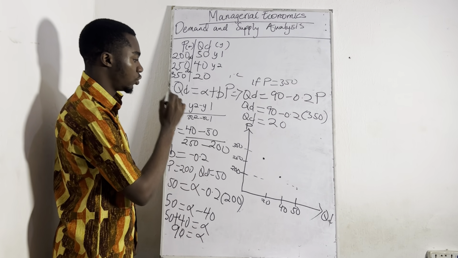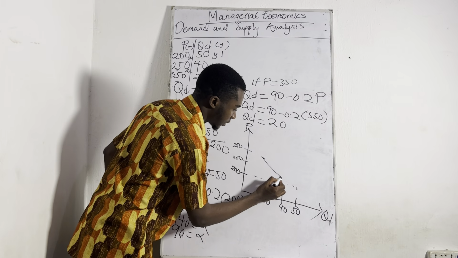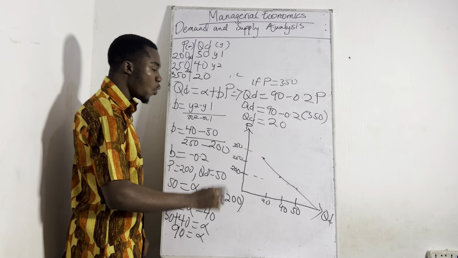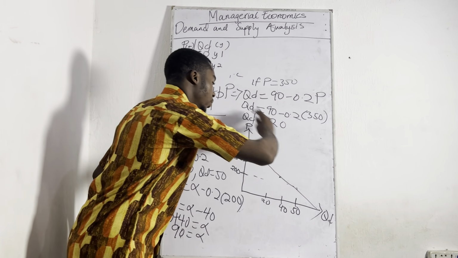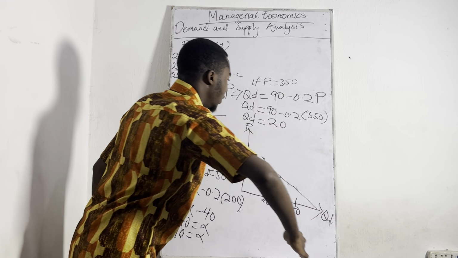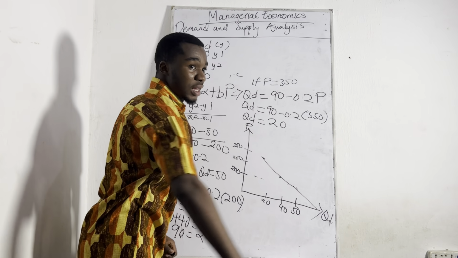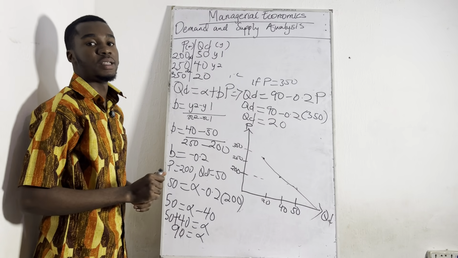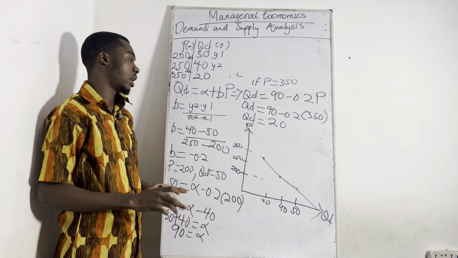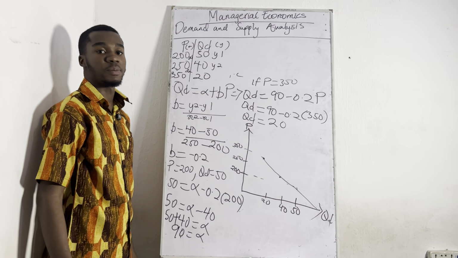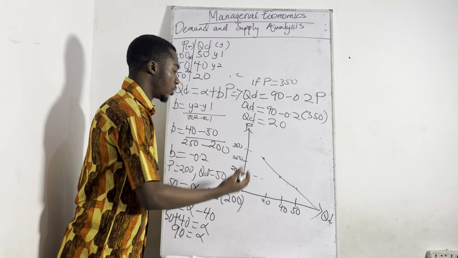So you realize that when you draw it, you should be getting something like this. The demand curve always slopes like this, from the top left to the bottom right. So this is how the demand curve looks. I'm just showing you how to draw it in case they give you something like this.